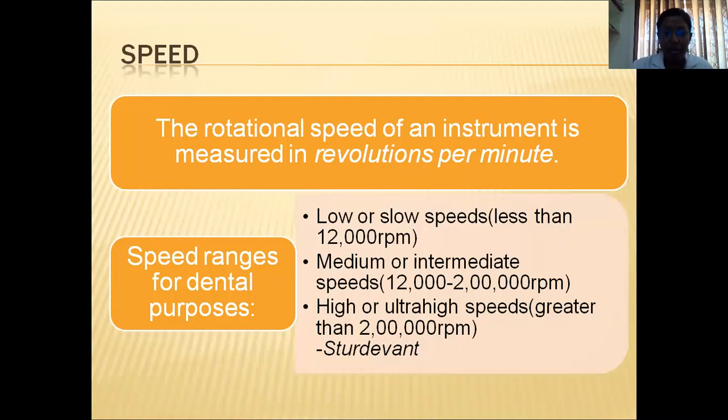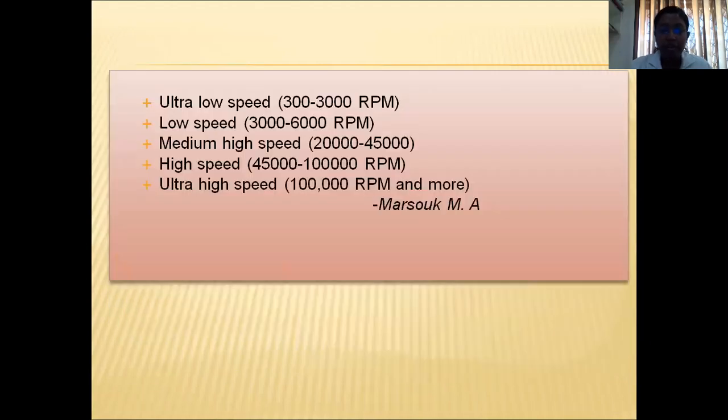According to Studeman's classification, low or slow speed handpieces have a speed range of less than 12,000 RPM, medium or intermediate speeds are around 12,000 to 2 lakh RPM, and high or ultra high speed are greater than 2 lakh RPM. Another classification given in the textbook of operative dentistry by Marzuk: ultra low speed is around 300 to 3000 RPM, low speed is 3000 to 6000 RPM, medium high speed is around 20,000 to 45,000 RPM, high speed is around 45,000 to 1 lakh RPM, and ultra high speed is around 1 lakh RPM or more.